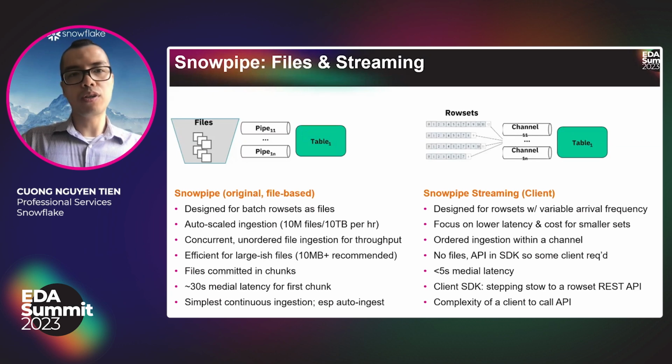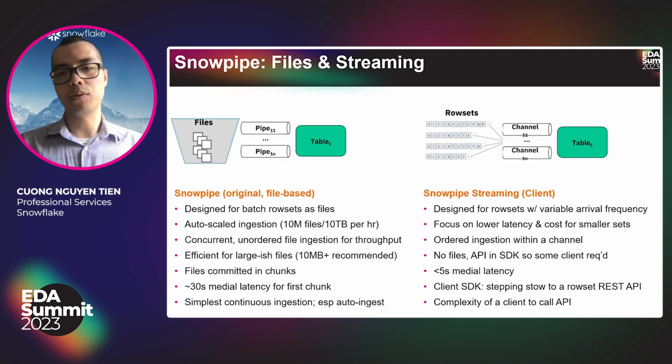The Snowpipe original file base is pretty much designed for batch row sets as files. So if you are looking to ingest large files, 10 million or 10 terabytes per hour, Snowpipe original file base is still something that we recommend, if the latency is less than a minute or around 30 seconds. This is probably the ideal way to ingest your data.